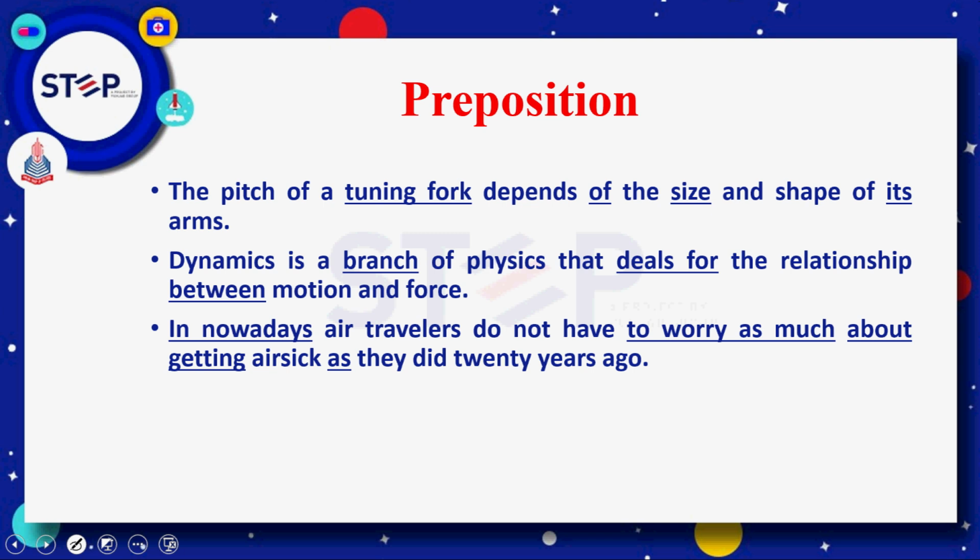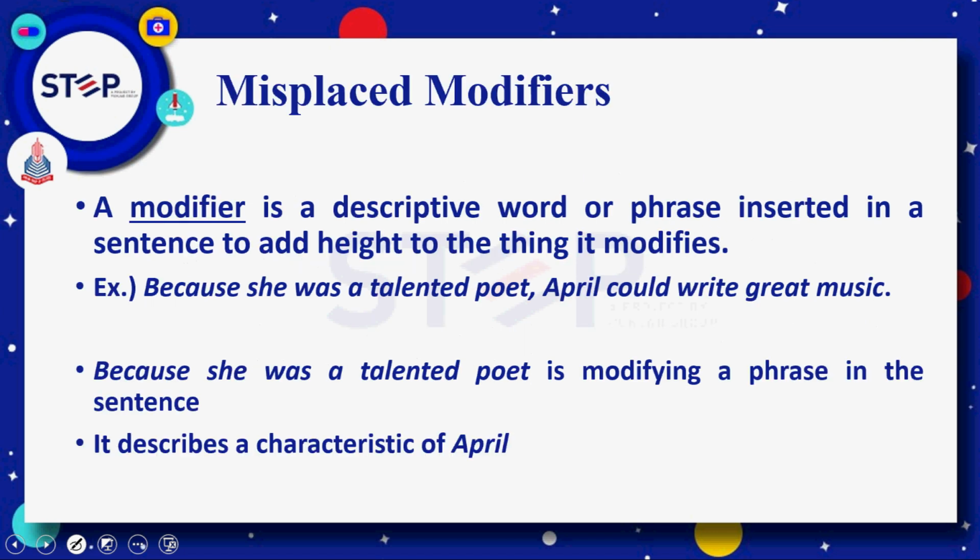Okay, regarding prepositions, some example sentences. "The pitch of a tuning fork depends off the size and shape of its arms." So this "off" should be "on." "Dynamics is a branch of physics that deals with." Over here it should be "with." And "in nowadays, air travelers do not have to worry as much about getting air sick as..." So over here, this preposition is extra. No need for "in" before "nowadays."